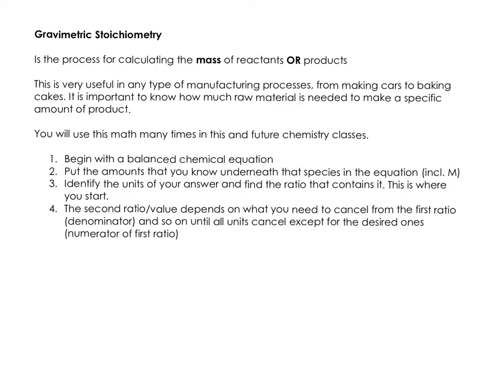And then what you have to do is identify the units that we want for our answer, and then we find the ratio that contains it. And this is where we start from. Then the second ratio or value that you pick depends on what you need to cancel from the first ratio, which is actually whatever was in the denominator. So on until all the units cancel except for the desired ones. Okay, so I'm going to do an example with you.